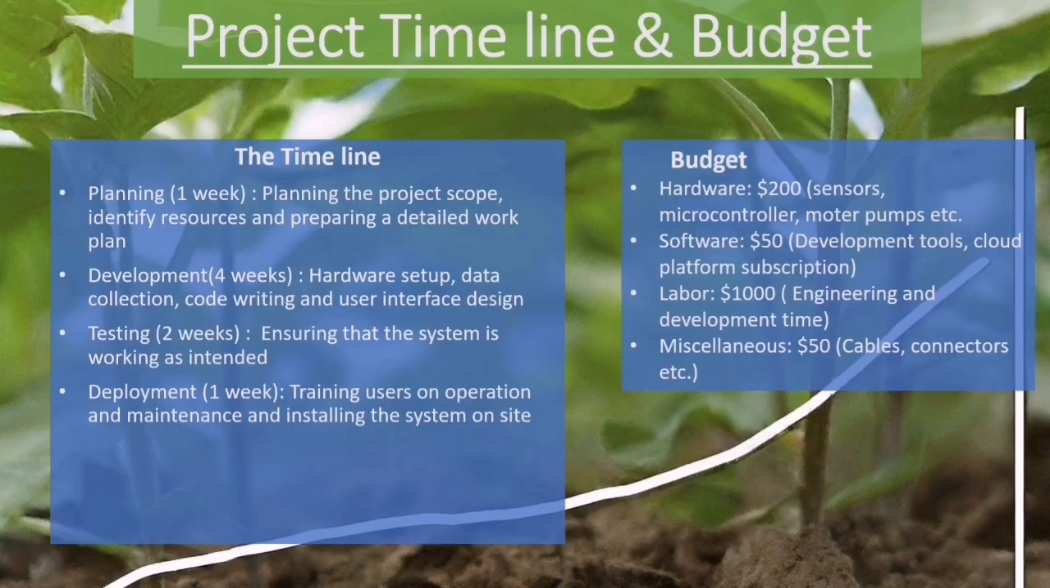Project timeline and budget. Here is a slide for the project timeline and budget for the IoT-based smart irrigation system. In this slide, we discuss the project timeline and budget for developing an IoT-based smart irrigation system. A well-organized timeline will ensure that the project is properly managed and deadlines are met. A fixed budget will help us use resources effectively. Let's move to the next slide.